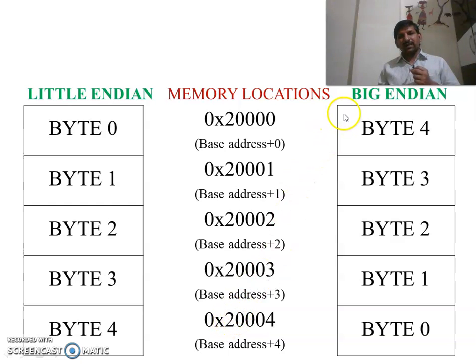In case of Big Endian, the lower byte is stored in the highest memory location. The higher byte is stored in the lowest memory location. That is called Big Endian architecture. So how are we storing the information? Lower byte in the lower memory location means Little Endian. Higher byte in the lower memory location means Big Endian.